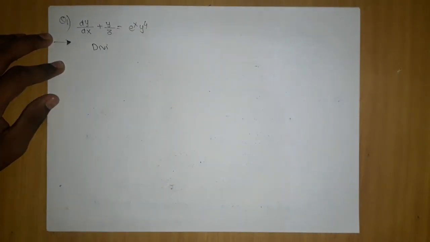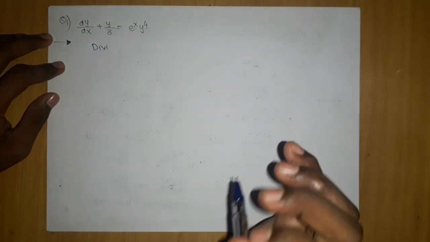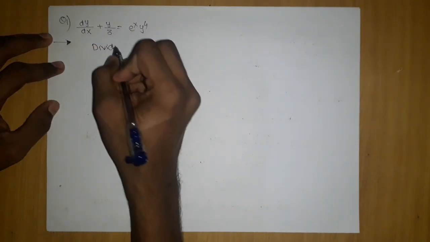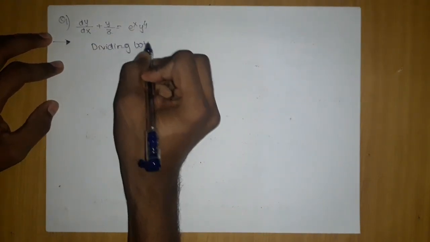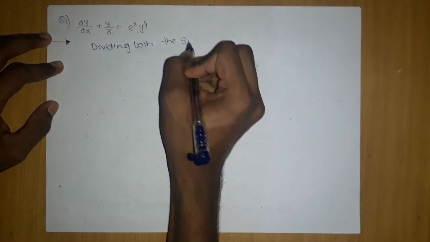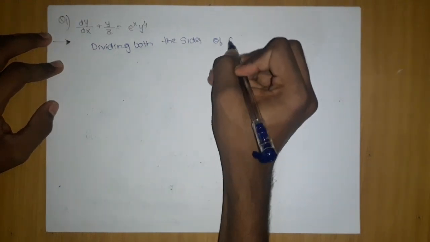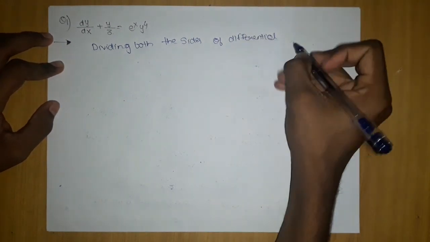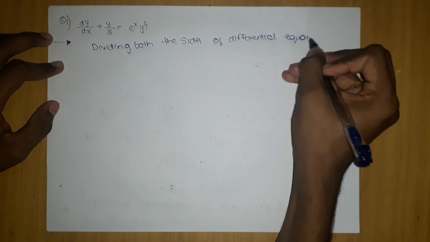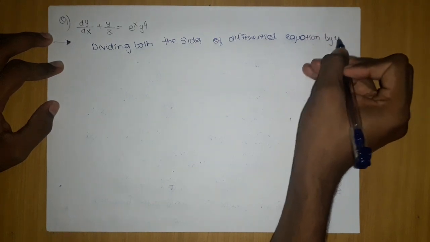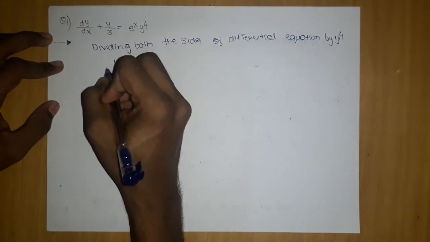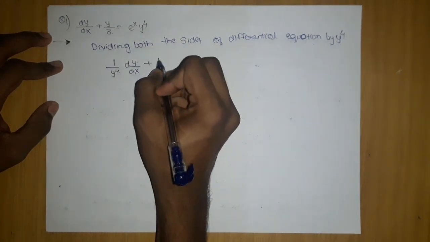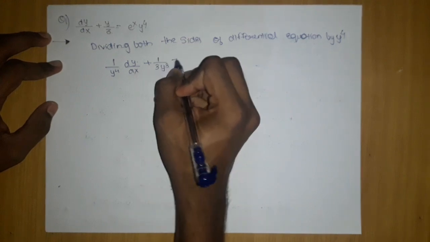The first two questions of this session we will write with proper statement, and after this we are going to write what things are important. Dividing both sides of the differential equation by y power 4, what we are going to get is 1 by y power 4 into dy by dx plus 1 by 3 into y cube equals e power x.